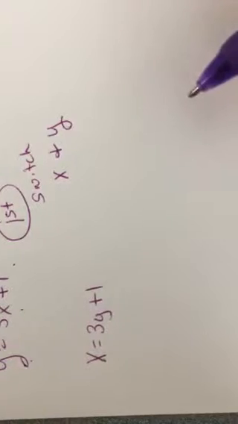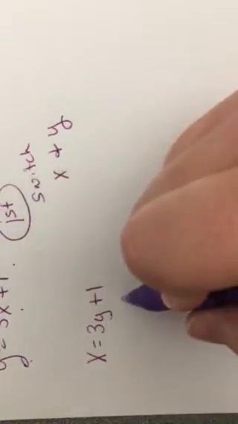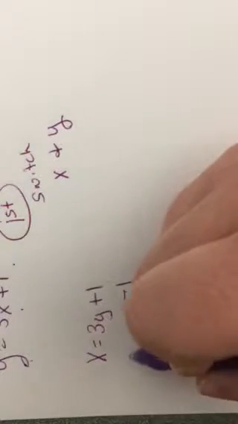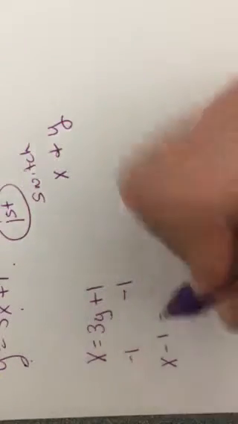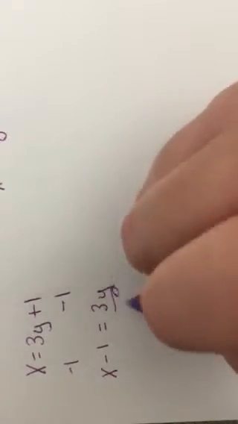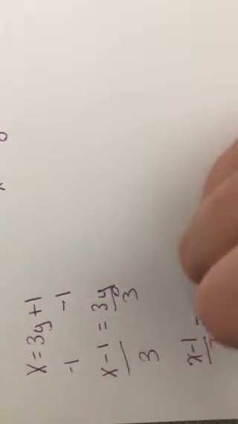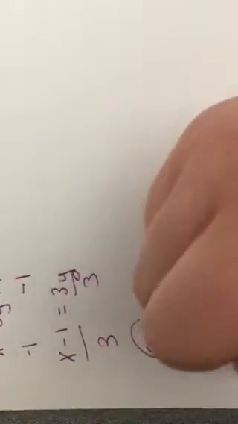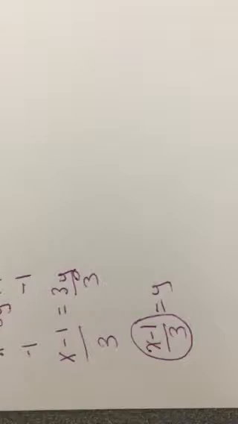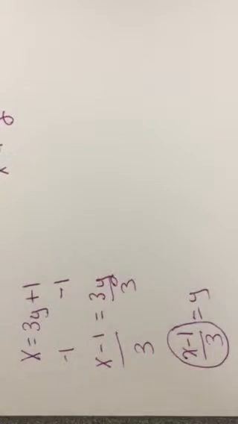So now what we want to do is solve for y. We want to get y by itself. All right, so follow the process of solving an equation. We're going to subtract 1 from both sides. So we get x minus 1 equals 3y. And we're still trying to get y by itself, so we're going to divide both sides by 3. And this right here is the inverse of your original equation. You're done. That's it. You don't have to rewrite it. You can leave it as a fraction. Bam.